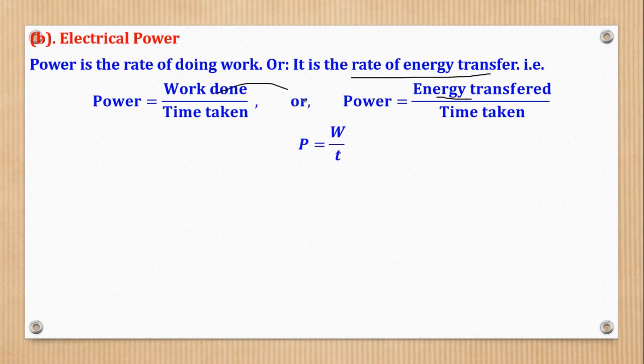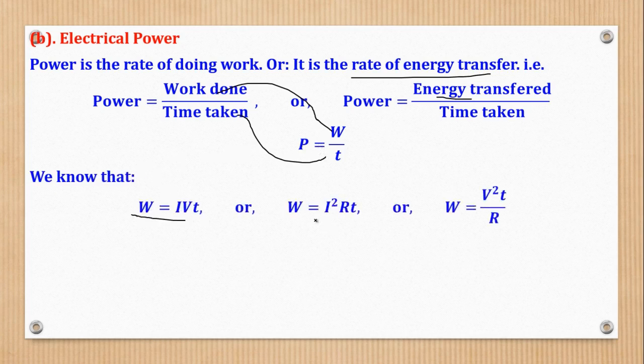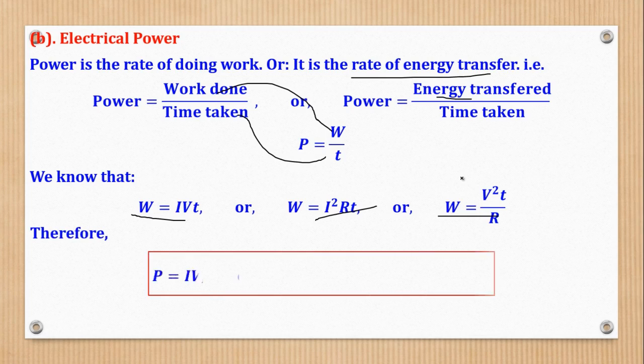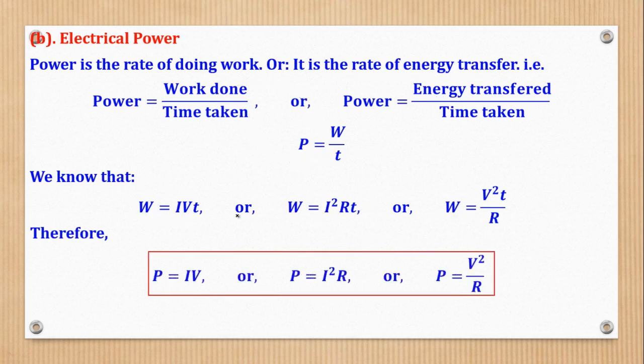Therefore, using symbols, work done is W, time taken is T. And we know that work done has 3 expressions. There is this, that, and that. Therefore, for all of them, I'll keep on dividing by time to get the expressions for power. When I divide this expression by T, I'll come up with IV. Divide this by T, I'll come up with I squared R. Divide this by T, I'll come up with V squared over R. So those are the three expressions for electrical power. So we have looked at three expressions for electrical work done and three expressions for electrical power.